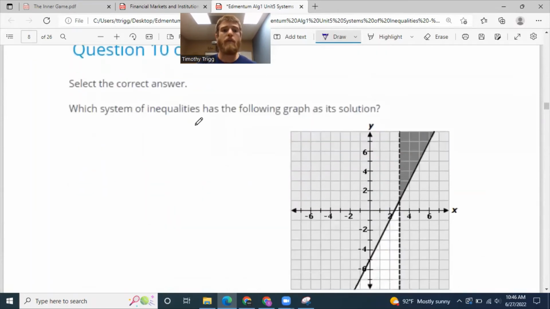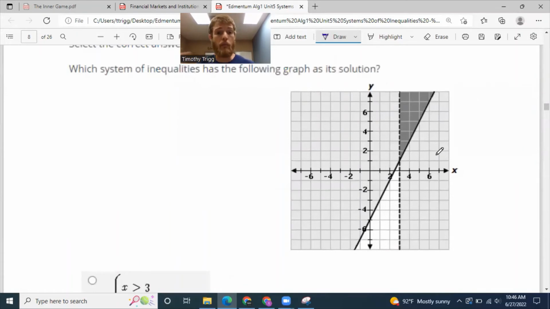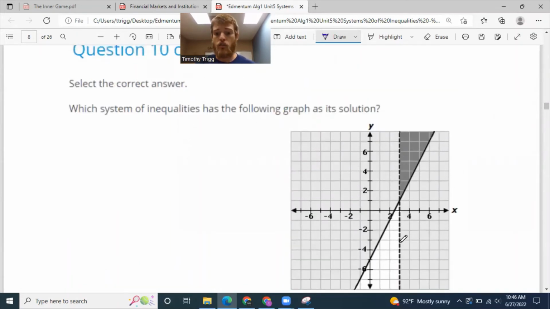Okay, which system of inequalities is the following graph? Okay, so basically they give us the graph, we want to find the inequalities. So first, let's look at this vertical line. So if you recall, vertical lines are always in the form x equals, and then wherever the number is. In this case, the number is 3. So if you just wanted the equation of the line, it would be x equals 3.